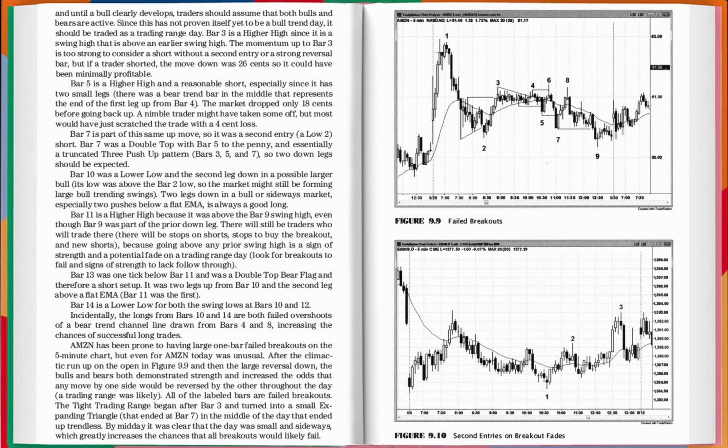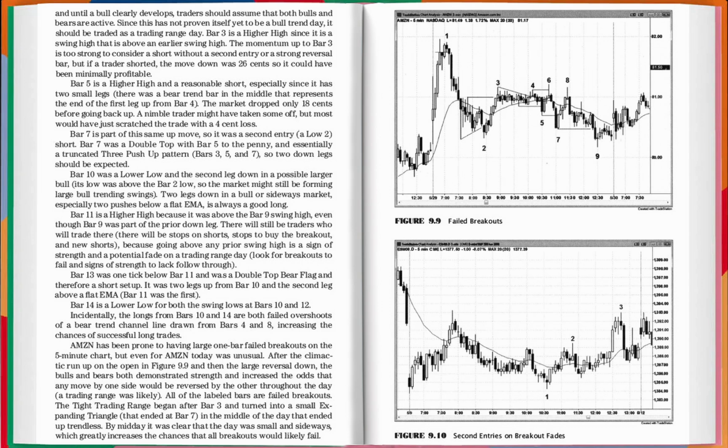Amazon has been prone to having large 1-bar failed breakouts on the 5-minute chart, but even for Amazon today was unusual. After the climactic run-up on the open in figure 9.9 and then the large reversal down, the bulls and bears both demonstrated strength and increased the odds that any move by one side would be reversed by the other throughout the day. A trading range was likely.